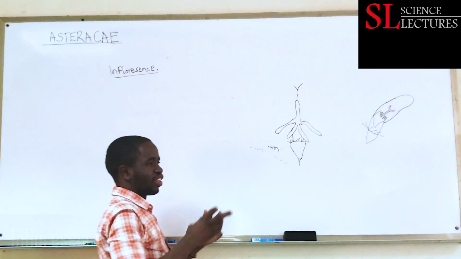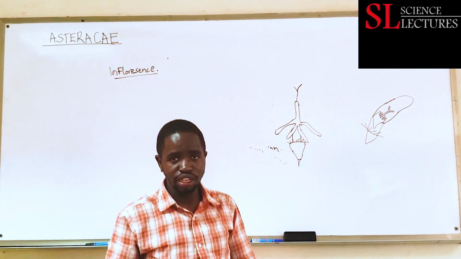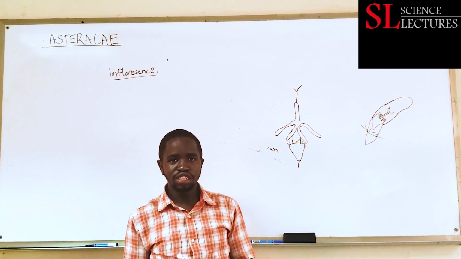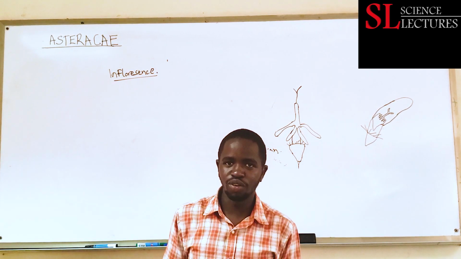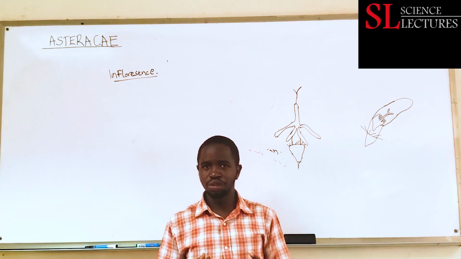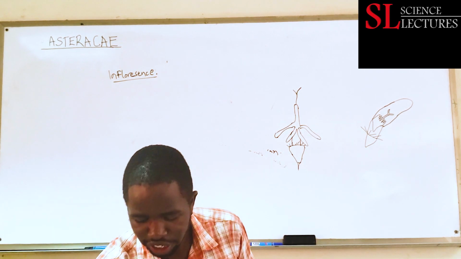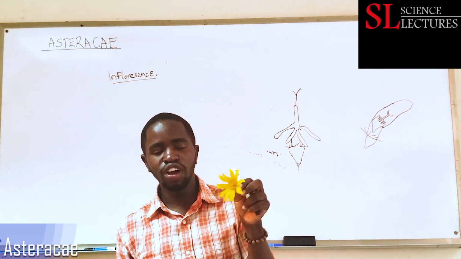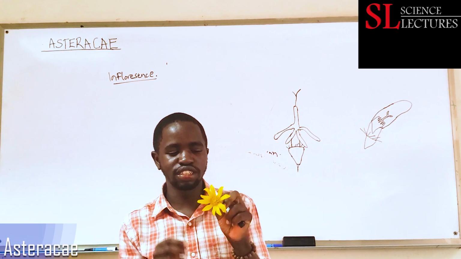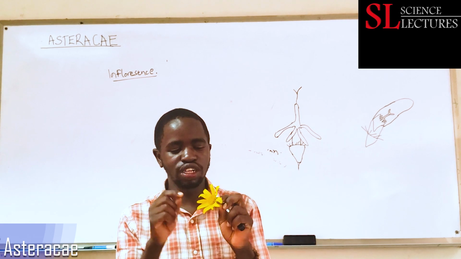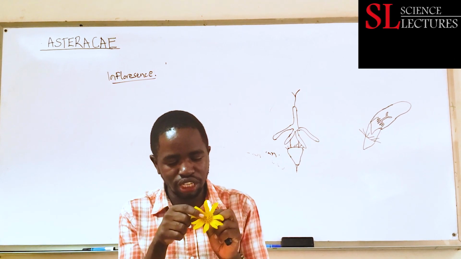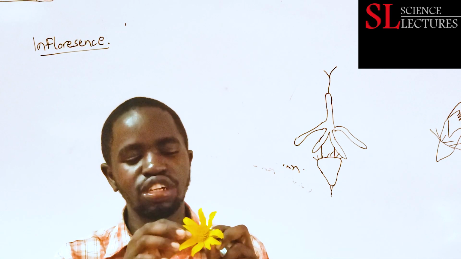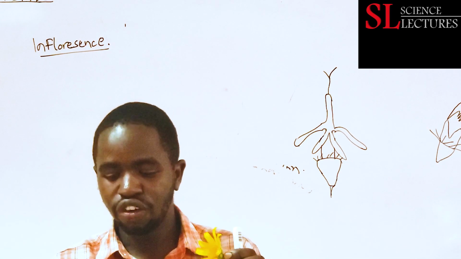A very important note is that the inflorescence of this family is the most distinguishing feature. The inflorescence is made up of a cluster of flowers. However, it is usually mistaken to be a single flower. For example, when you look at this, it looks to be one flower, but it is a group of flowers. We have flowers in between here, and we have flowers on the periphery. All these are different florets or flowers.